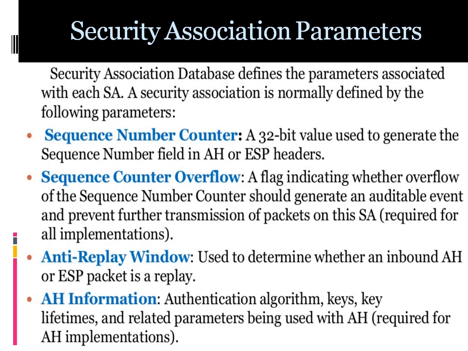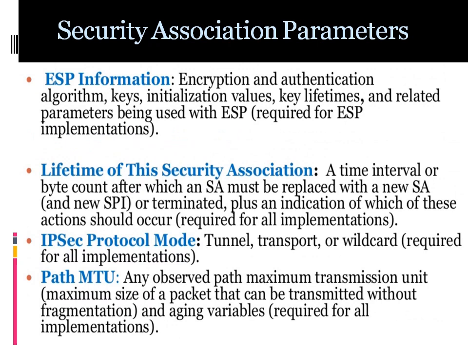Then we have AH information, which consists of the authentication algorithm, keys, key lifetimes, and related parameters being used with AH. Then we also have ESP information, which is nothing but encryption and authentication algorithm, keys, initialization values or IVs, key lifetimes and related parameters being used with ESP. So this is similar to the AH information except for with which it is used. In that case, it is used with AH and here it is used with ESP.